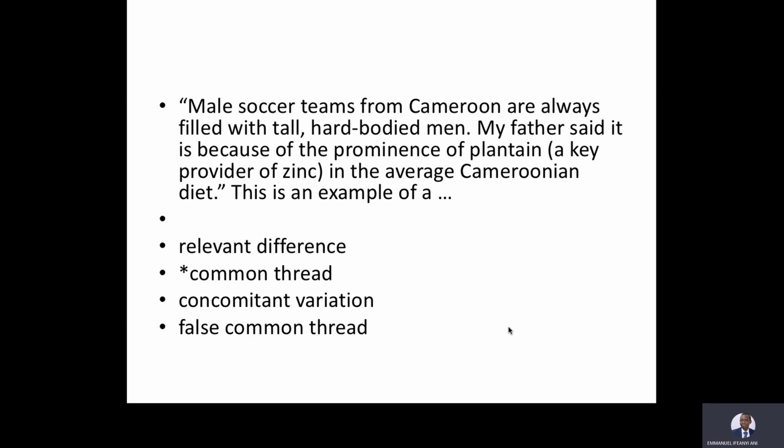Relevant difference, common thread, concomitant variation, false common thread. So it should be what? Common thread. And what is a common thread? A plantain diet.